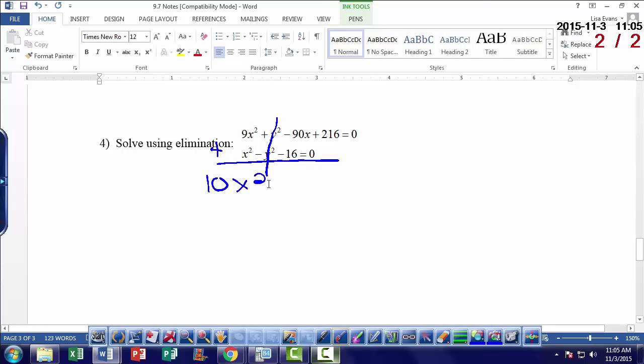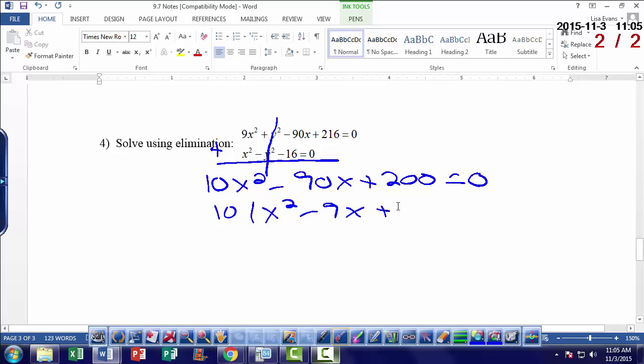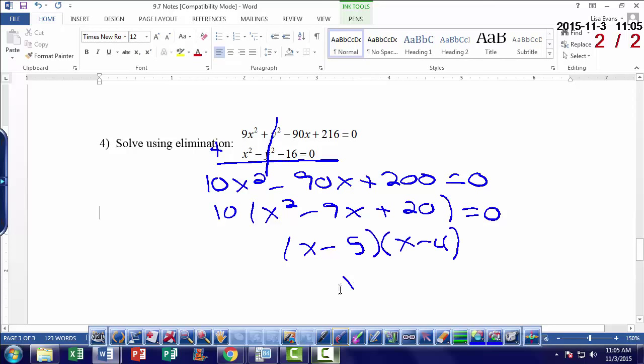When I do this, I have 10x squared minus 90x plus 200 equals 0. You can either factor a 10 out or divide a 10 out, and when you do that, you're left with x squared minus 9x plus 20 equals 0. We can do simple factoring because what multiplies to give us a positive 20 and adds to give us a negative 9 is negative 5 and negative 4. So we have two answers here. We have x equals 5 and x equals 4.